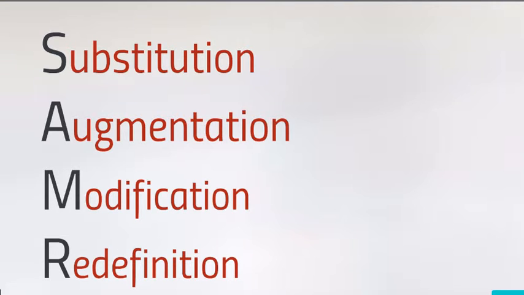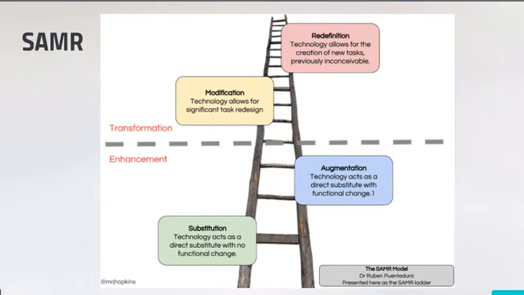Now you see this is a representation of a ladder. Substitution and augmentation are under enhancement. Okay, these are enhancing. Now the transformation comes when you go up the ladder to modification and redefinition. That's really where the assignment transforms into an upper level type assignment.